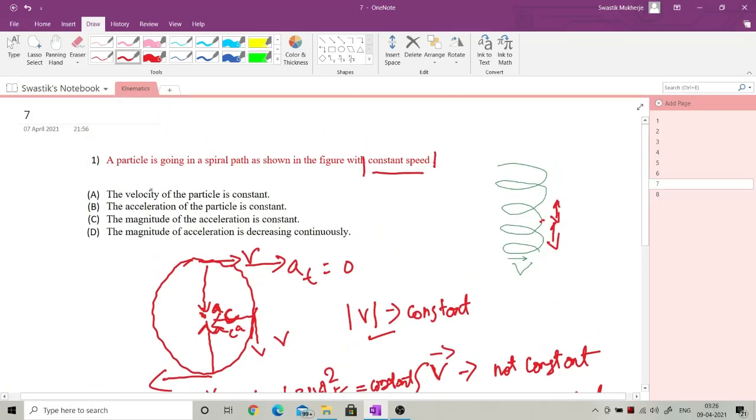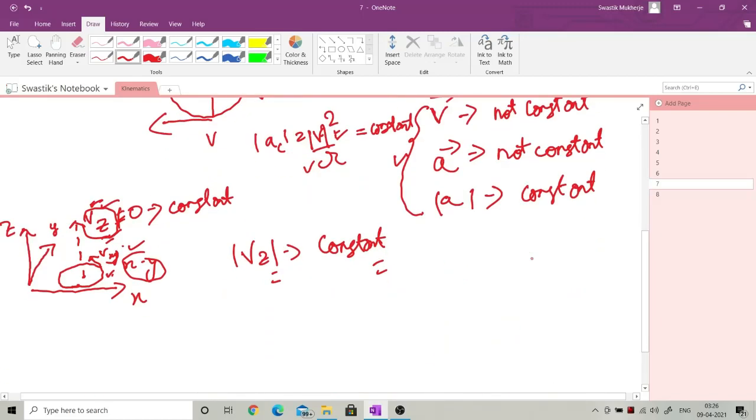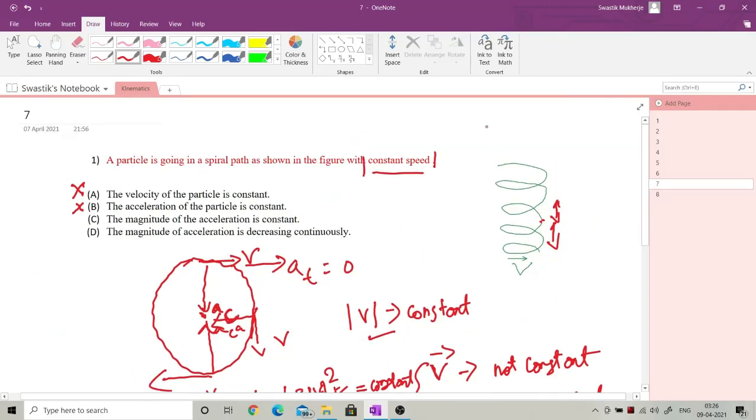So option A, the velocity of the particle is constant, is not true. The acceleration of the particle is constant is also not true. The magnitude of the acceleration is constant. Now since in the xy direction the magnitude of the acceleration is constant, as we discussed, and in the z direction it's constant speed, so there is no acceleration component in the z direction, then the magnitude of acceleration is definitely constant and it is not decreasing continuously.